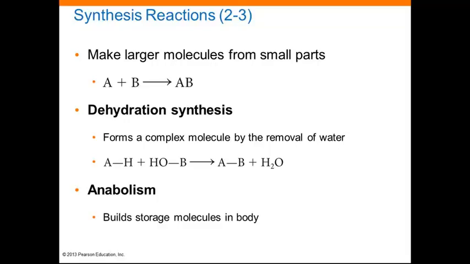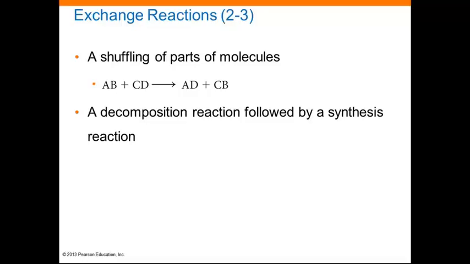This form of metabolism is called anabolism. Anabolism is when you're building bigger molecules, and typically we're building storage molecules in the body. And the last type of chemical reaction that is important in general A&P is exchange reactions. Really, this is just a combination of decomposition reactions followed by synthesis, and so the outcome is an exchange. This is where you have a shuffling of parts of the molecules, so it's like they're trading dance partners, if you will, a do-si-do.